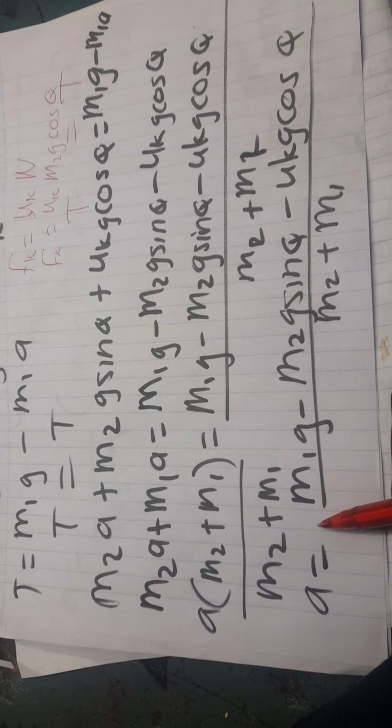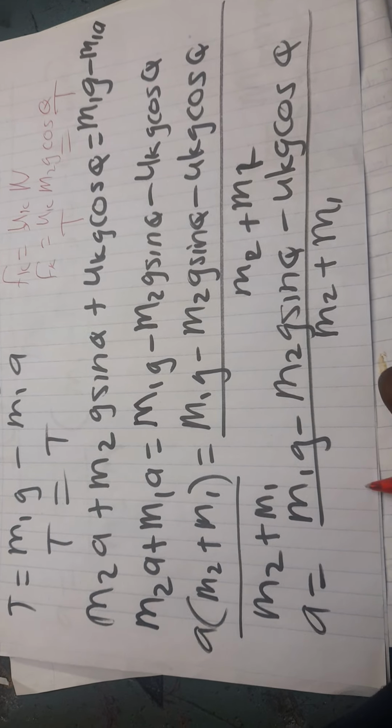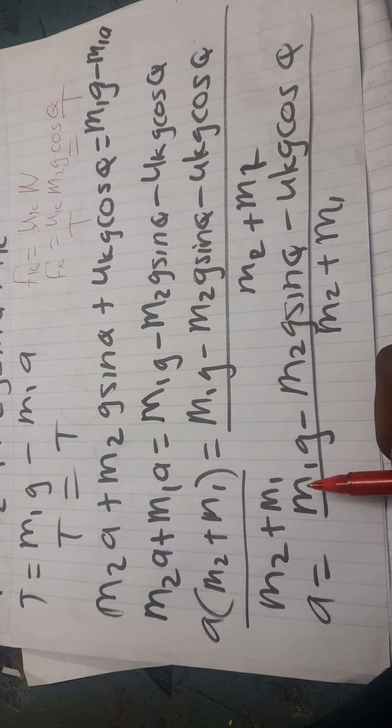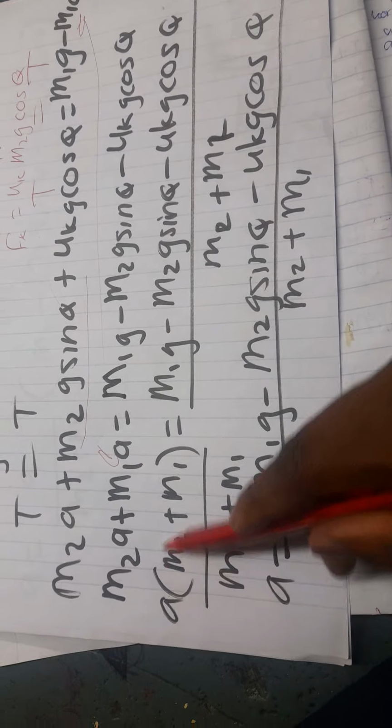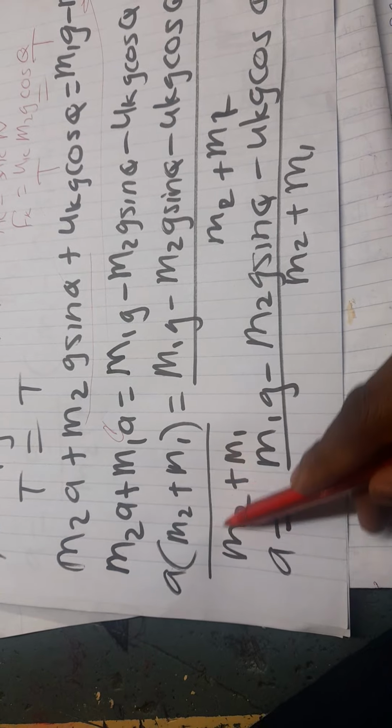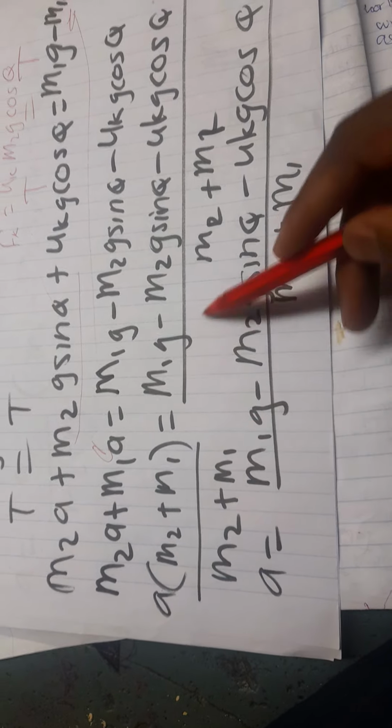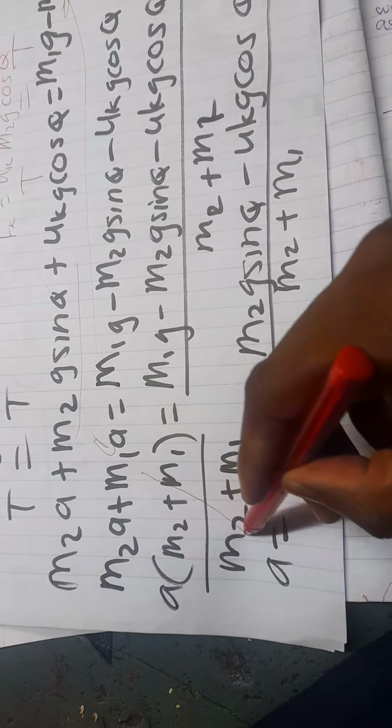So what are we going to do next? We are going to solve for A, because the question said you should find the acceleration. When you are solving for A, you take this M to this side, and take the rest of this to that side of the equation. Then we factor out A. After we factor out A here, we divide by this, so this is going to cancel after we divide.